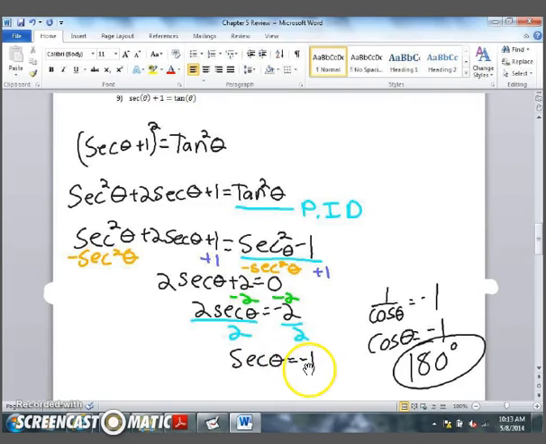And where is the secant of theta equal negative 1? Well, that's just 1 over cosine equals negative 1. And where's cosine equal negative 1? At 180 degrees.